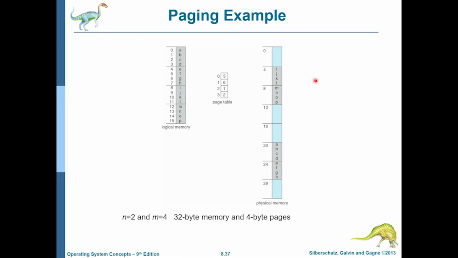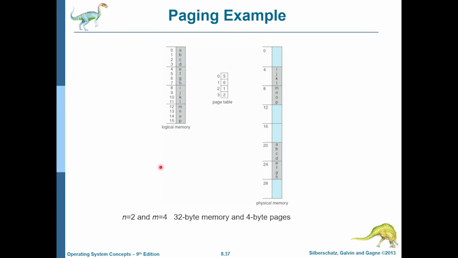This is another, more involved example of a page table. Here we have n equal to 2. Now what does that mean? That means the page size is 2 to the power 2, which is 4. So as you can see, each page has 4 bytes in it, and m equal to 4. What does that mean? That means the logical memory space has size 2 to the power 4, which is 16. And as you can see, it has 16 entries over here.